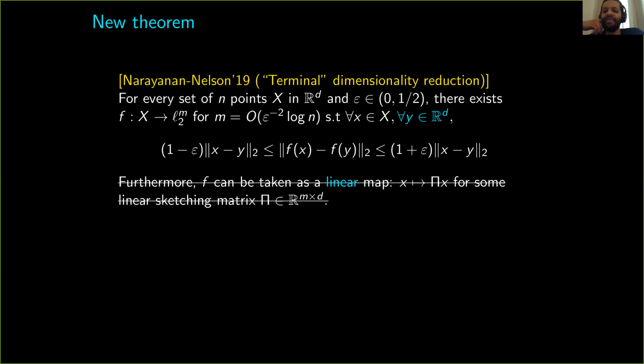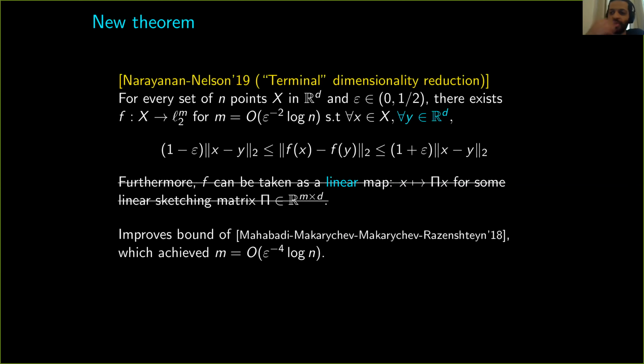But if pi has fewer than d rows, then it's going to have a non-trivial kernel. And anything in the kernel is not going to have its norm preserved, right? So you can't hope to have a linear embedding that gives you this guarantee. It's necessarily a nonlinear embedding.